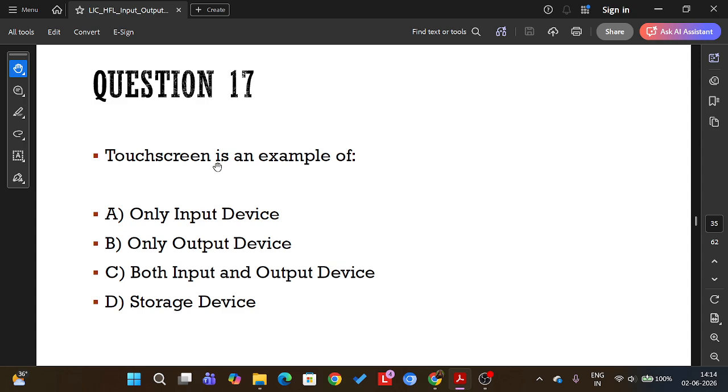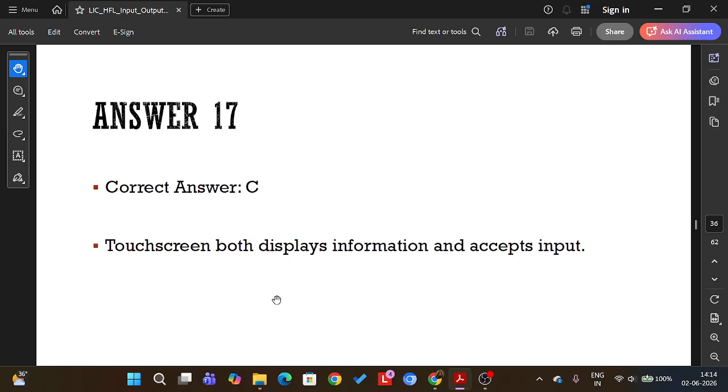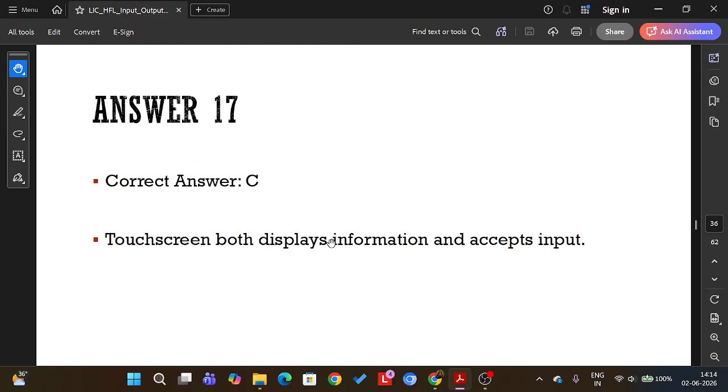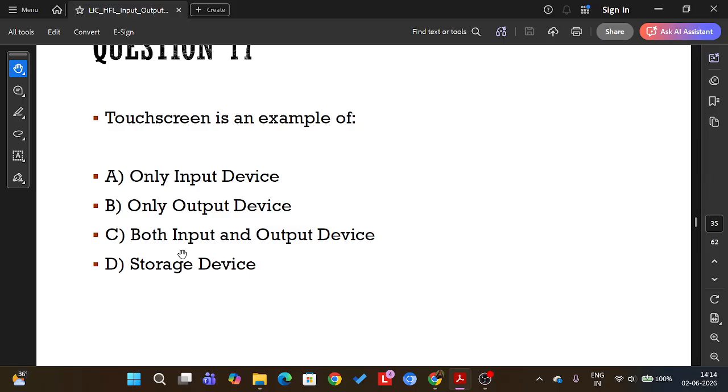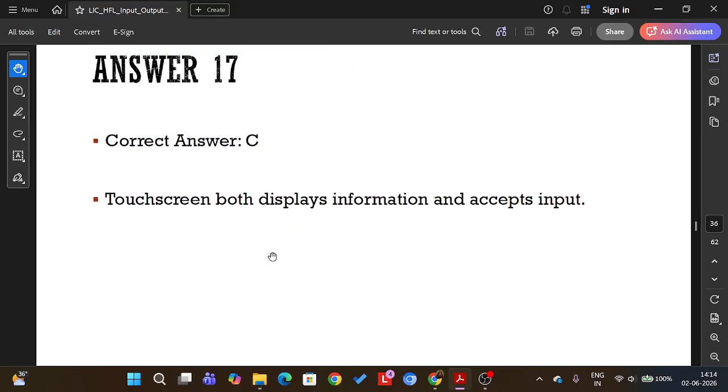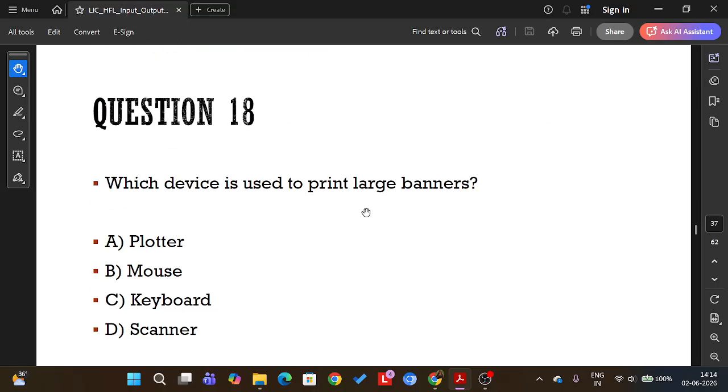Question 17. Touchscreen is an example of only input device, only output device, both input and output device, storage device. So touch screen is an example of C, both displays information and accepts input. So obviously it is both input and output device. In your phone, you type something, so it is input, and also you see videos, so it is output. It acts both as a keyboard, a mouse, and a monitor. So it is both input and output device.